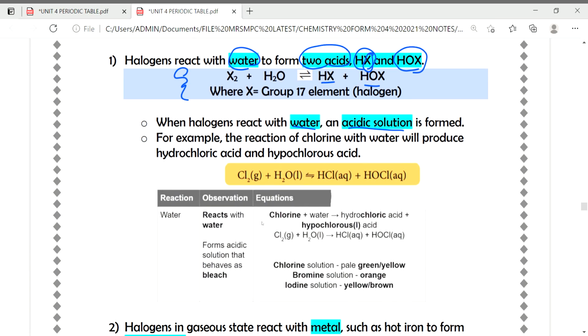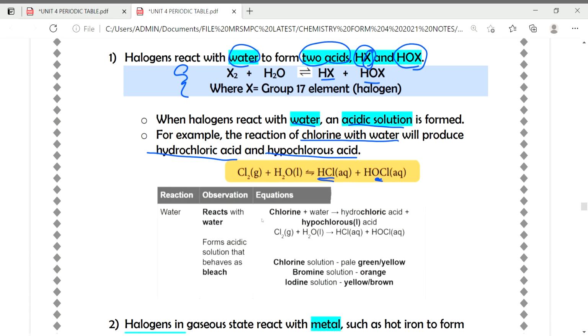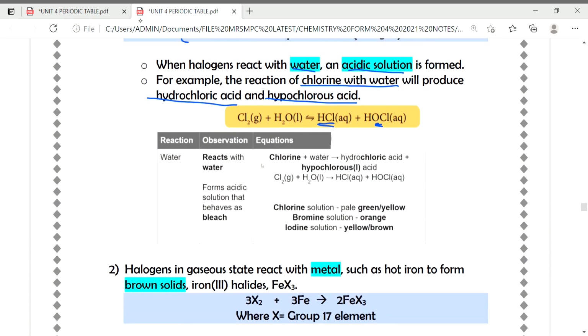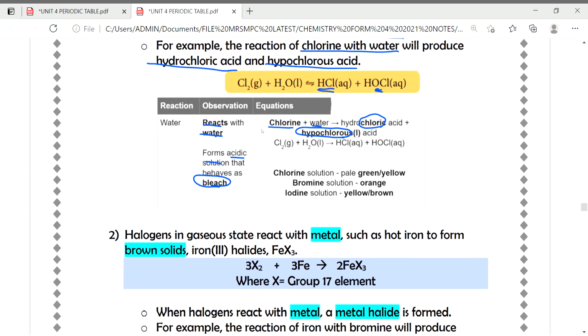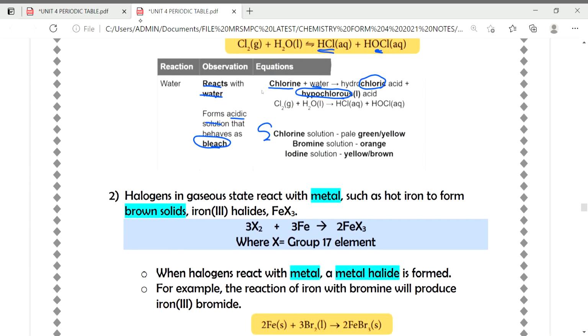For example, the reaction of chlorine with water will produce hydrochloric acid and hypochlorous acid. Macam ni lah rupa hypo, ada O kat sini, oksigen. Hydrochloric acid, HCl. Alright, so group 17 react with water, they form an acidic solution that behaves as a bleach, peluntur. Okay, so tengok kat sini, chlorine react with water akan dapat hydrochloric acid dengan hypochlorous acid. Okay, so ini ada color dia lah.